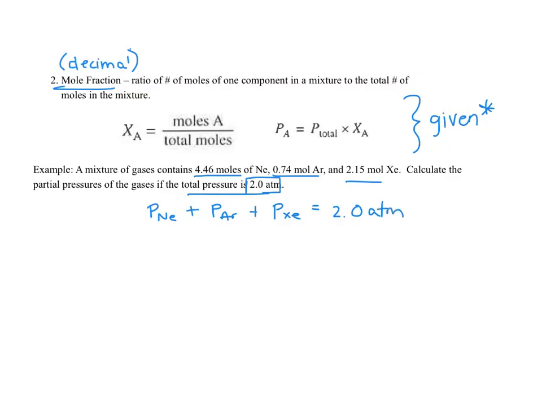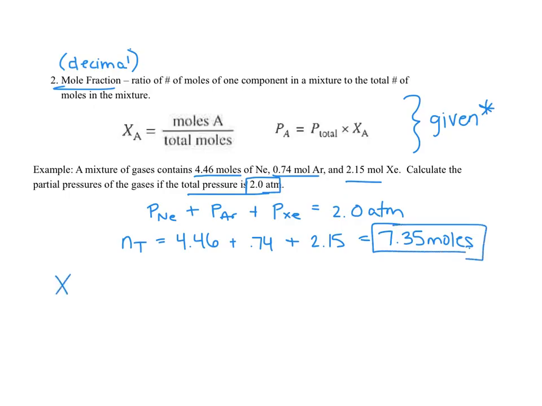Okay, I'm going to actually just do this for one of the gases because the procedure is going to be exactly the same no matter what. So I'm going to find first my total number of moles. So I have 4.46 moles of neon, I've got 0.74 moles of argon and then I've got 2.15 moles of xenon. So together, I have 7.35 total moles of gas, okay?